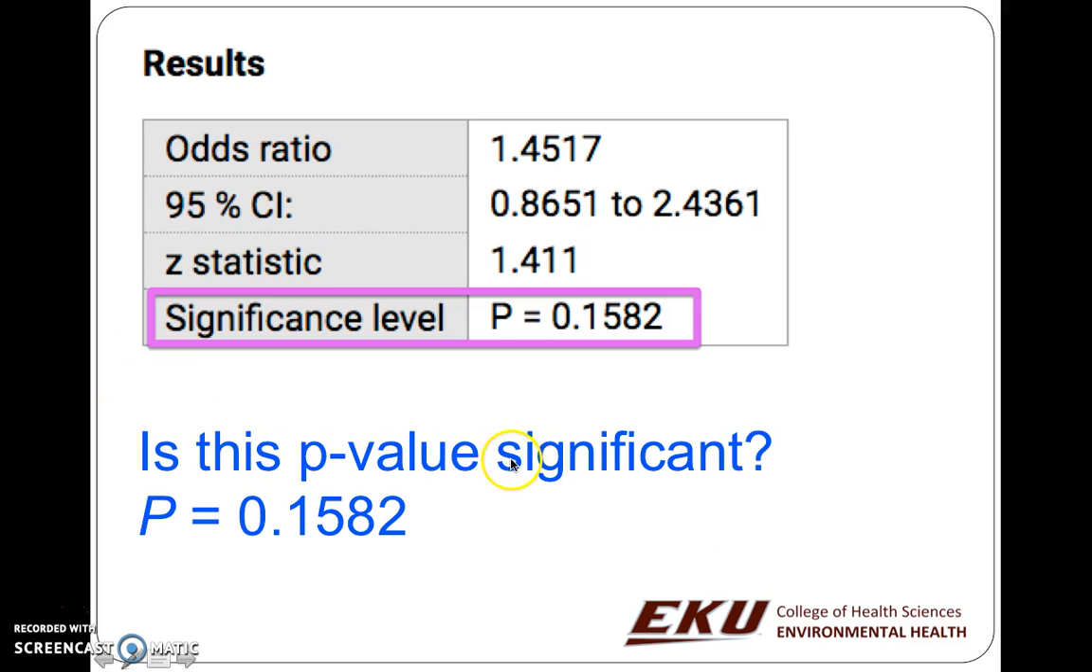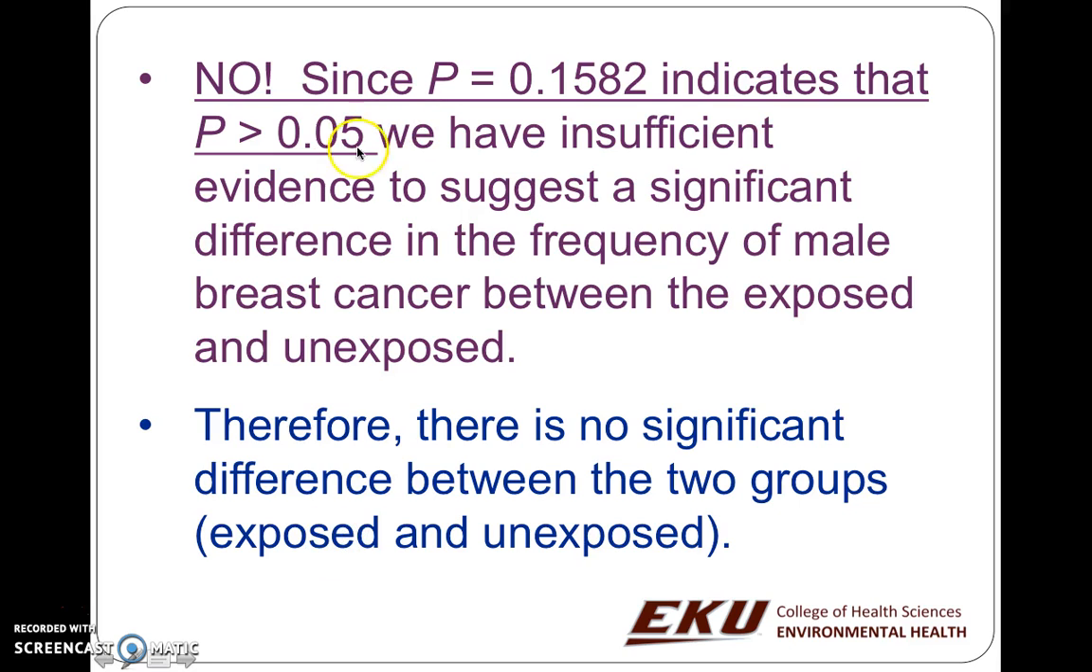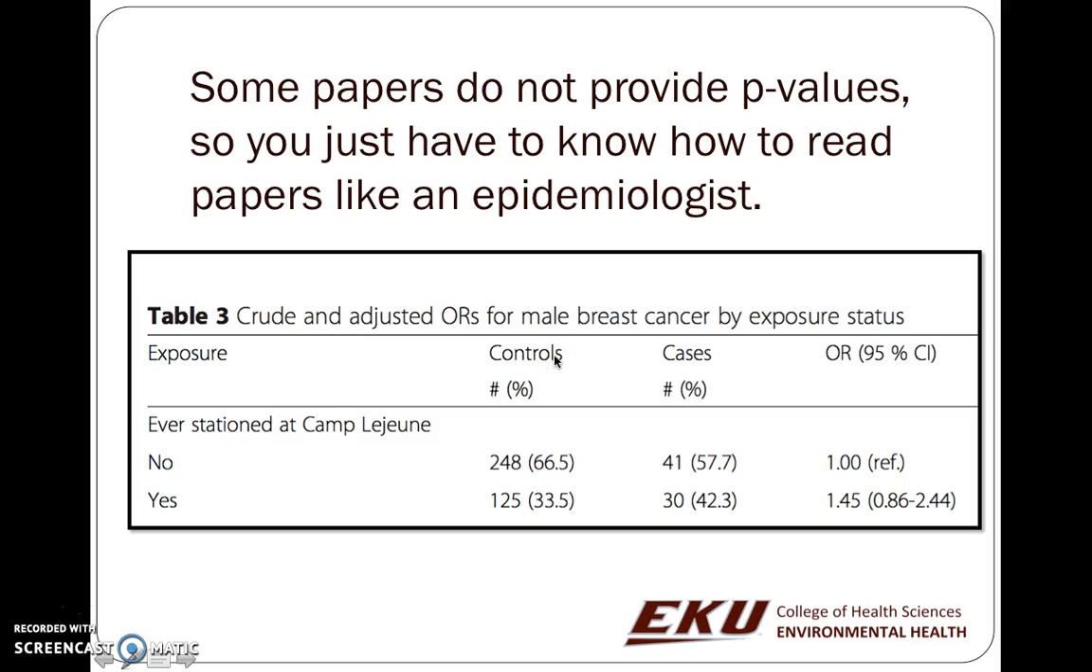So is this p-value deemed significant? Is there a statistically significant difference in the frequency of breast cancer between the exposed and unexposed? Well, with a p-value of 0.1582, that number is greater than 0.05. So we have insufficient evidence to suggest, using our 95% confidence interval, that there is a significant difference between the frequency of male breast cancer between the exposed and unexposed. Therefore, there is no significant difference between these two groups as it relates to the frequency of breast cancer between the exposed population and the unexposed population.